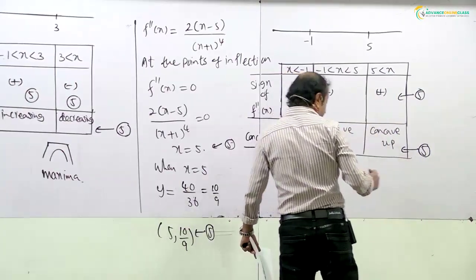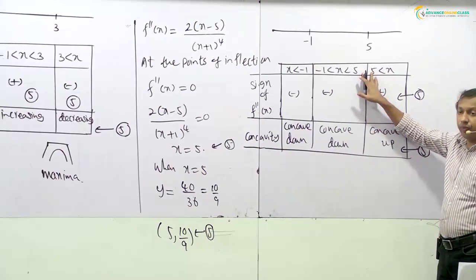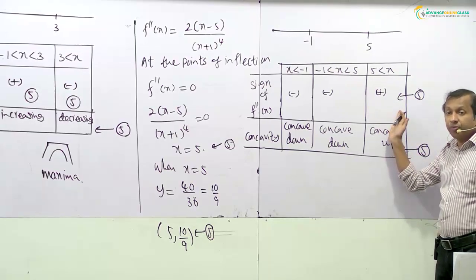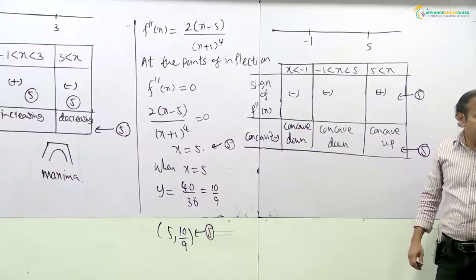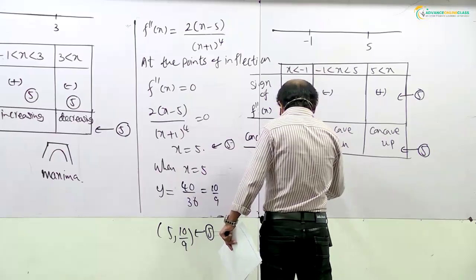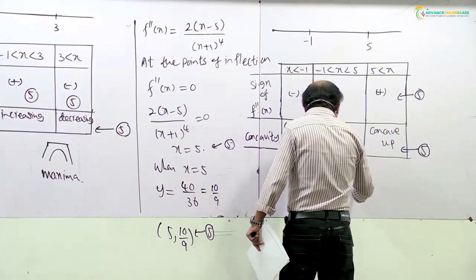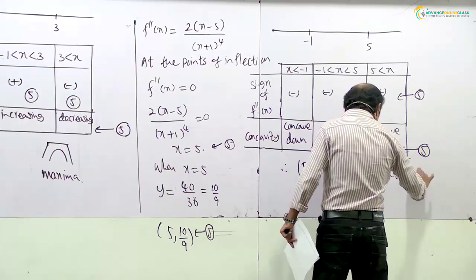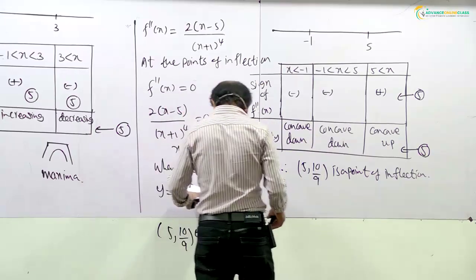Right? Then you can see at x equals 5, the second derivative is 0, on the left concave down, on the right concave up. That means concavity changes at x equals 5. Therefore, there exists a point of inflection at x equals 5. Okay. Therefore, 5, 10 by 9 is a point of inflection. Point of inflection, right? So this 5 marks coming.